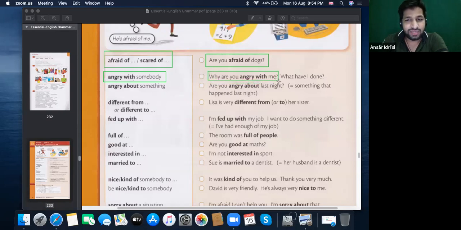Why are you angry with me? What have I done? He is asking back. So, why are you angry with me? Can you please give me some sentences with angry with?